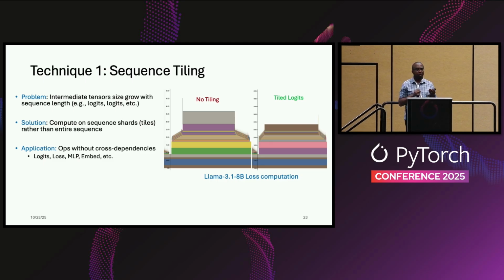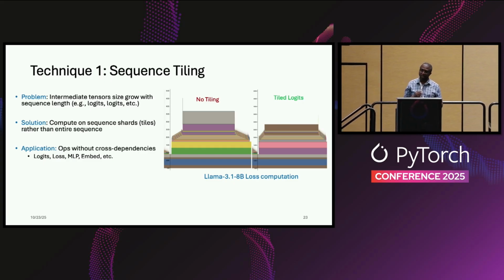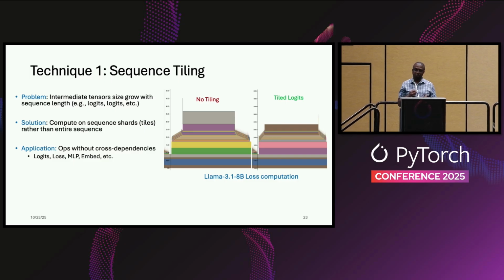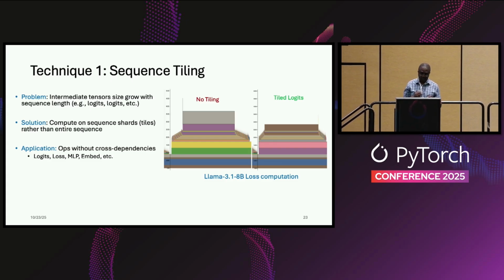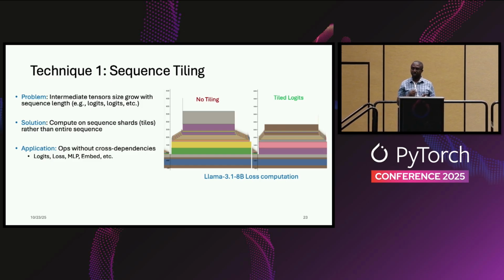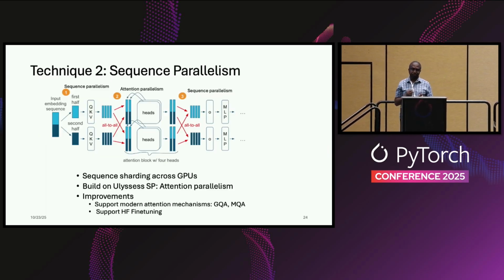I'll point out that this only applies to operations that do not have cross dependencies. So your causal attention will not be suitable for this optimization. But there are other parts of the loss and logits, like I mentioned, or the embeddings that would actually work well with this. And here, I'm basically just showing the loss computation in an 8B model, with and without tiling. On the left-hand side is no tiling. On the right-hand side is with tiling. And this is a PyTorch memory profile. It shows the reduction not only in the memory, but also in the peak memory.